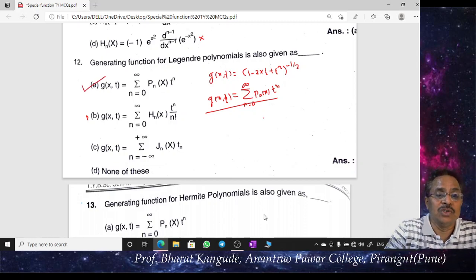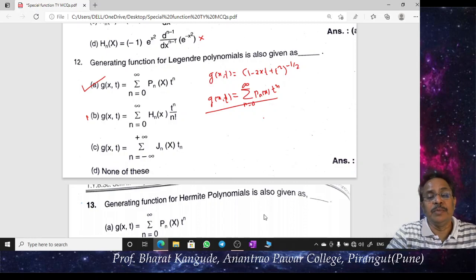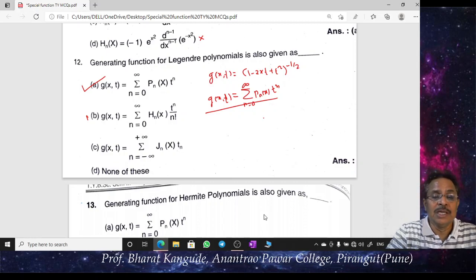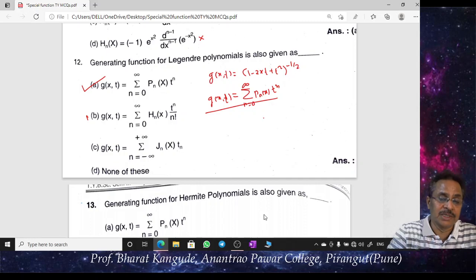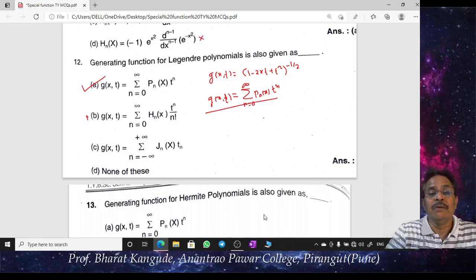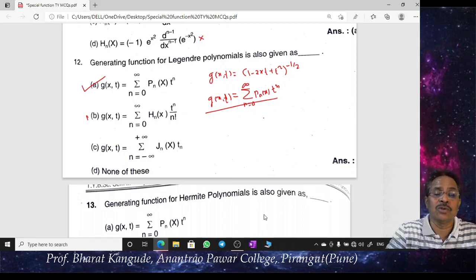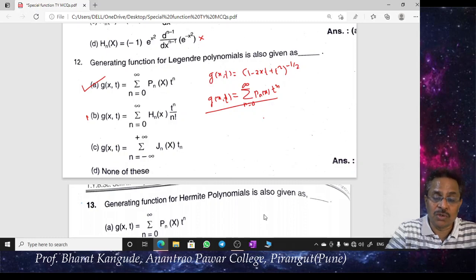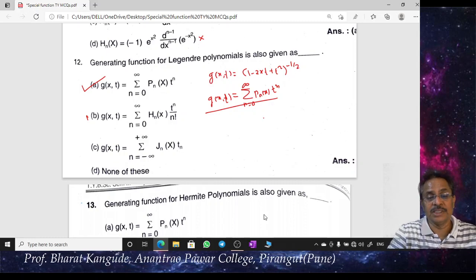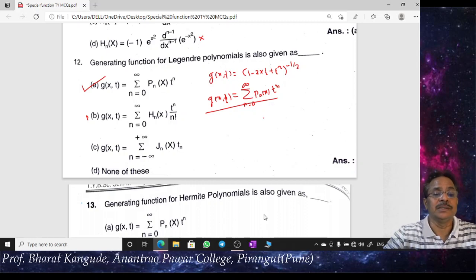A, g of x,t is equal to the summation from n equal to 0 to infinity of Pn of x into t raised to n. So the expansion of this generating function gives you a power series in t raised to n with certain coefficients, and all these coefficients are nothing but your Legendre polynomials of order n equal to 0, 1, 2, 3, 4, etc. So all Legendre polynomials can be obtained from this. That's question number 12, and the correct answer is B.